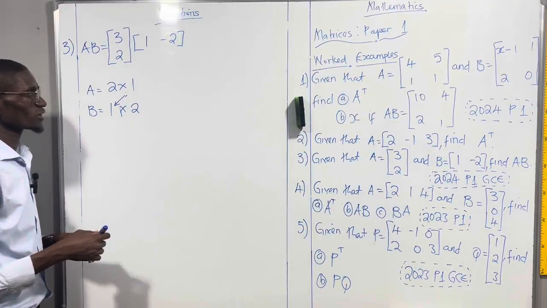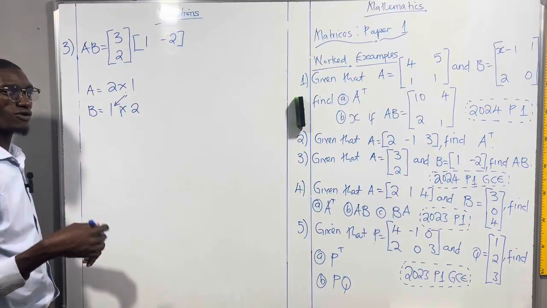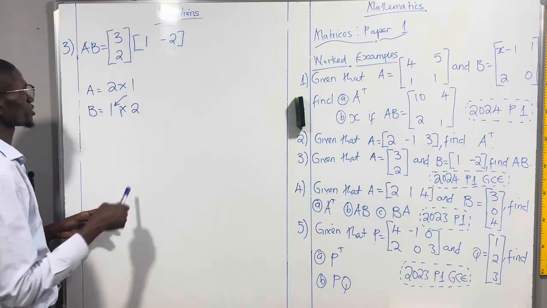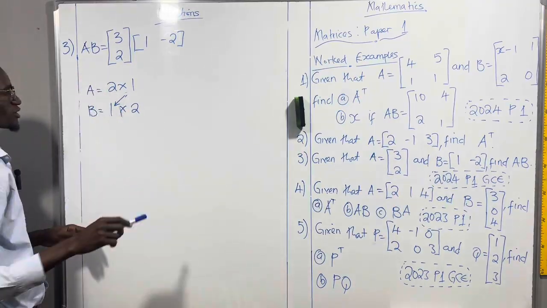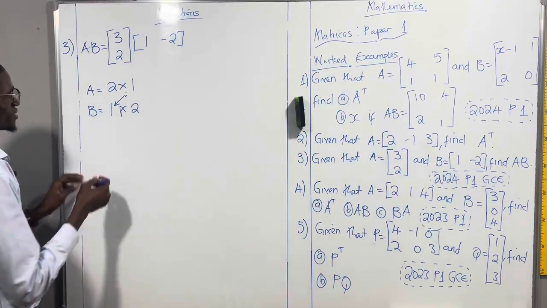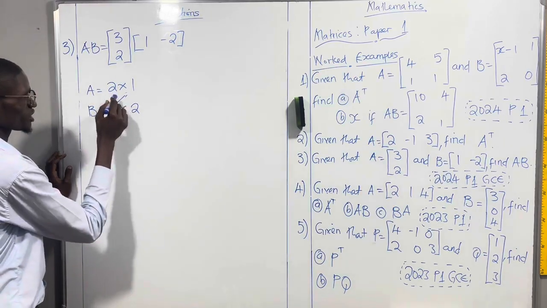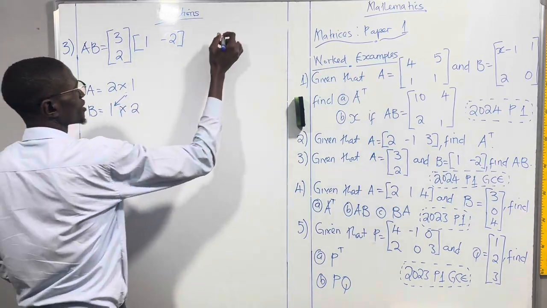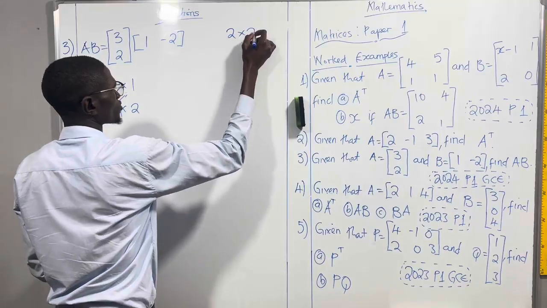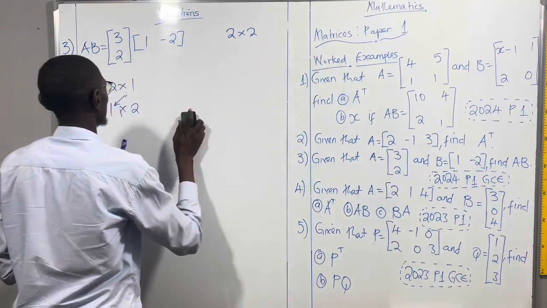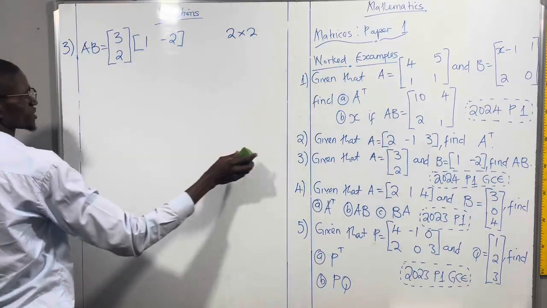And then you can also figure out the order of the resultant matrix. When you multiply matrix A with matrix B, what should be the order of the final answer? These two numbers are going to give you the order. So meaning we're supposed to get a 2 by 2, and we'll confirm once we're done solving this question. Okay, we can now start solving.